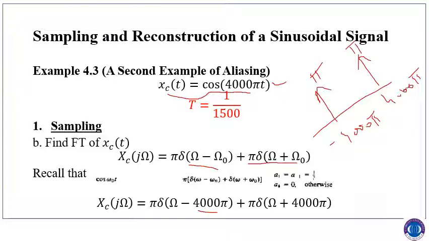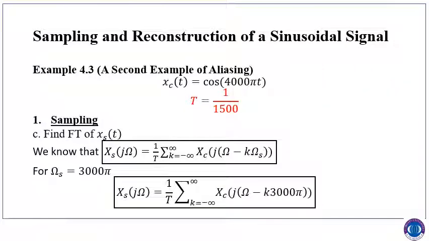So let's move on to the next slide and see what expression we get for sampled impulses. We know that the expression for sampled impulses, that is the Fourier transform of xs of t, is 1 by T times a summation of copies of the original spectrum, the copies of the cos spectrum, at multiples of the sampling frequency. The sampling frequency here is 3000 pi, so substituting here, we will have sampled impulses at multiples of 3000 pi. So let's move on to the next slide.